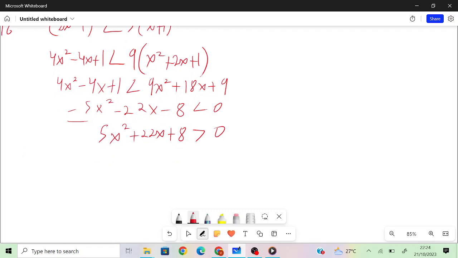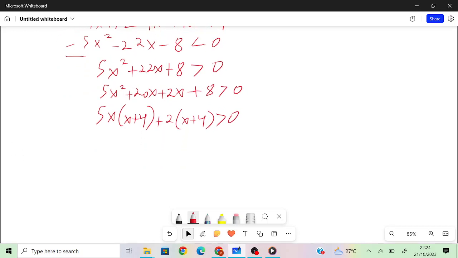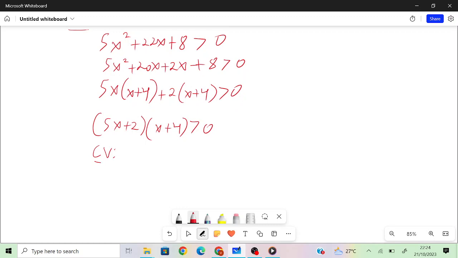The sign changes. Factorizing this, we have 5x squared plus 20x plus 2x plus 8 is greater than 0. 5x is common, so we can say 5x into x plus 4 plus 2 into x plus 4 is greater than 0. And we now have 5x plus 2 into x plus 4 greater than 0. And my critical values are minus 2 over 5 and minus 4.